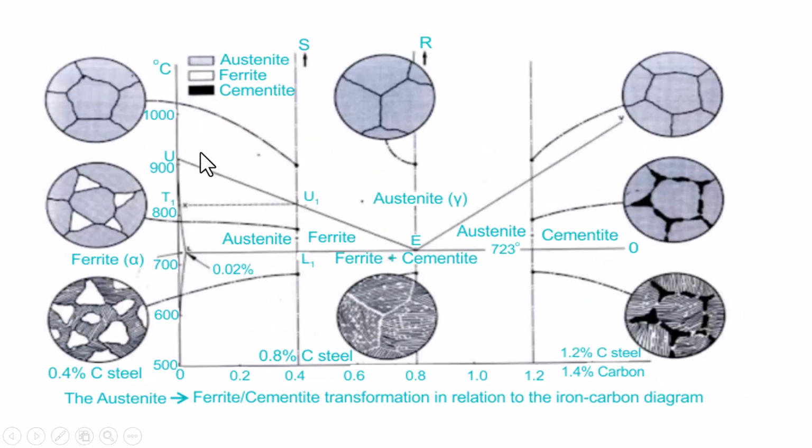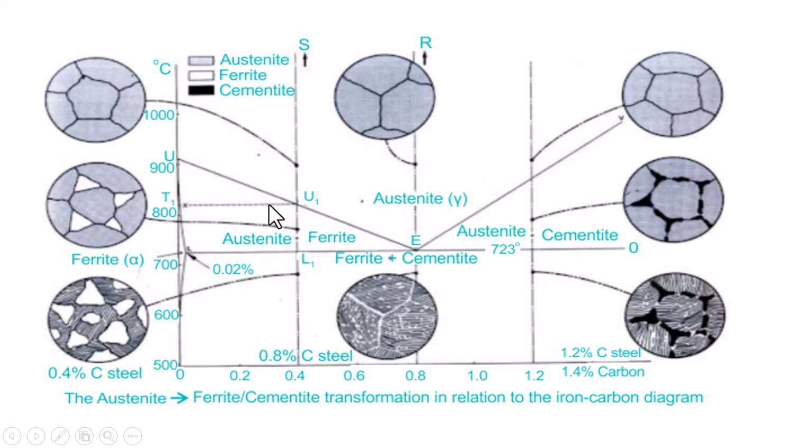So these are different structures you can see. This is the portion of the iron carbon diagram. This is the upper critical temperature line. This is the upper critical temperature line for hyper. This is for hypo. This is the lower critical temperature line. That is why it is U1, upper critical U1. This is also upper critical. This is lower critical L1. You can see the structure.